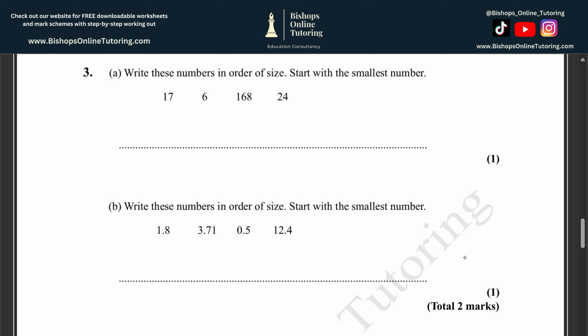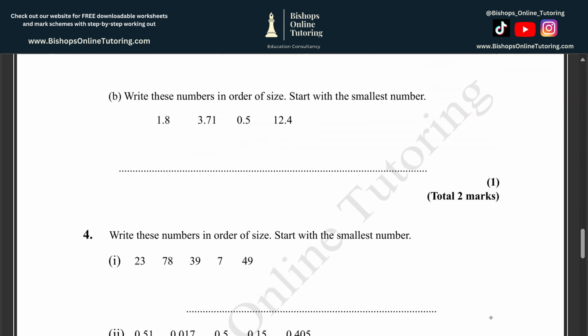Write these numbers in order of size. Start with the smallest first. Well, 6 is the smallest, 17 is the next smallest, 24 is the next smallest, and then 168 is the biggest. Write these numbers in order of size, start with the smallest.